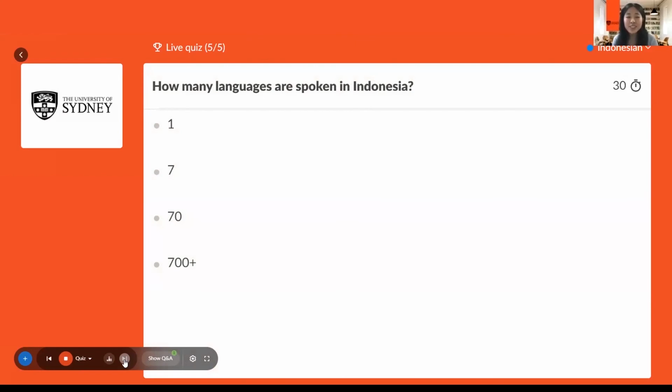How many languages are spoken in Indonesia? Is it just 1, or is it 7, or is it 70, or is it over 700, which seems like quite a lot?